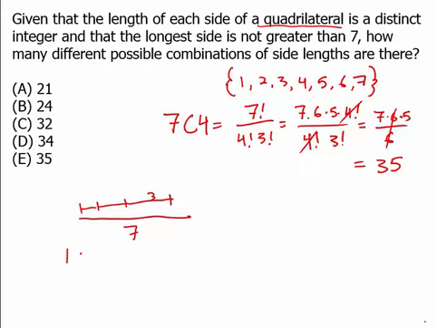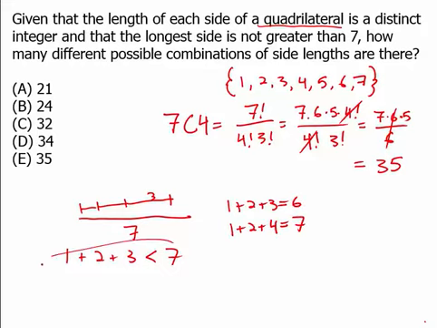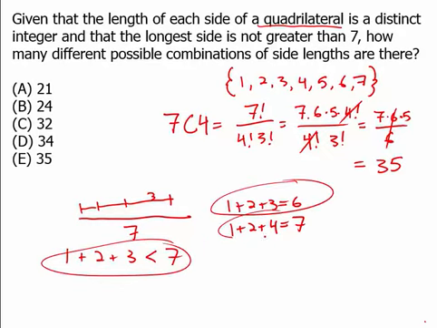First of all, 1 plus 2 plus 3 is less than 7, so that's a problem. It's also a problem if the 3 shortest sides equal the longest side, because then you'd have a flat thing. You'd have something stretched flat instead of having a quadrilateral, which is actually something that has to enclose area inside it. So 1 plus 2 plus 3 equals 6, or 1 plus 2 plus 4 equals 7. These would be the 3 cases that are prohibited.